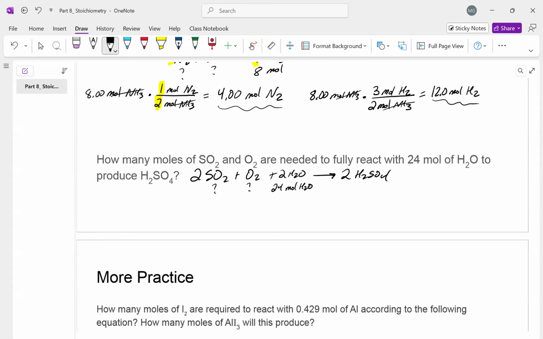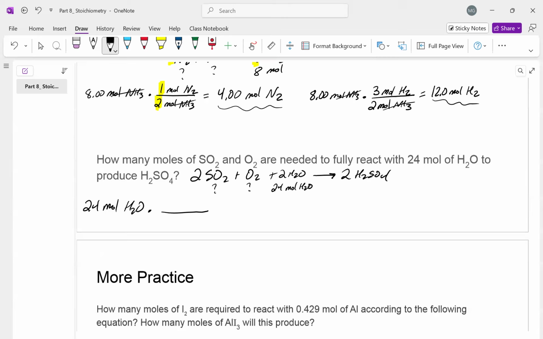So it's like a recipe. You want to make sure you have enough of every single ingredient, or else you're not going to get the amount of product, the amount of food that you set out to make. So if I'm starting with 24 moles of water, I need to figure out how much SO2 and oxygen will fully react with that 24 moles of water. So I'm going to start with what I'm given and use the coefficients from the balanced equation to figure out how much I need of each other reactant.